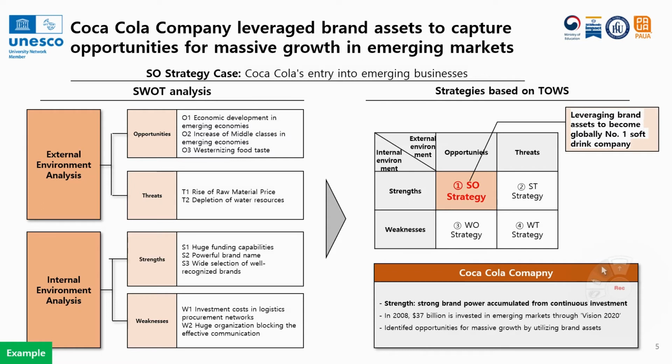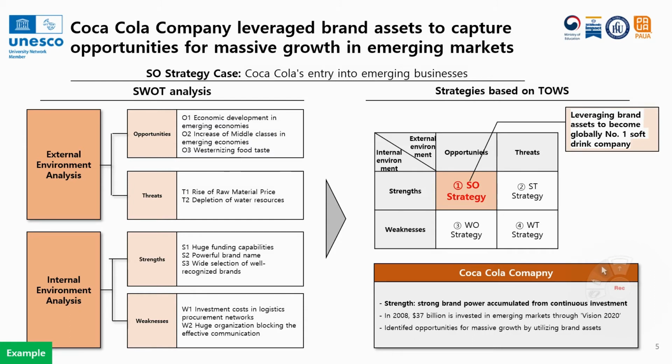So it may cost a lot of money in terms of delivering their raw materials to the production site, and also in terms of the procurement networks. That means the networks for buying the raw materials, and they require investment of lots of money. So that will increase their cost per production.